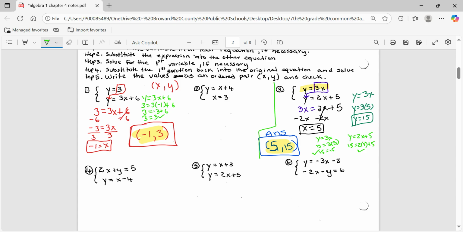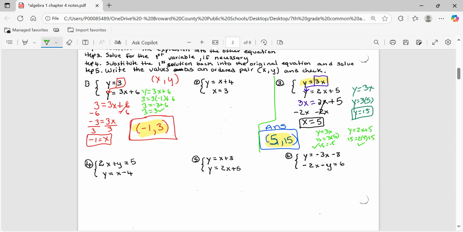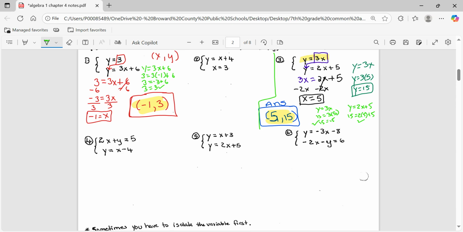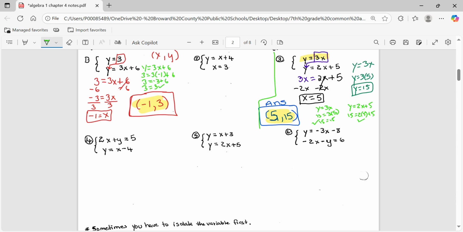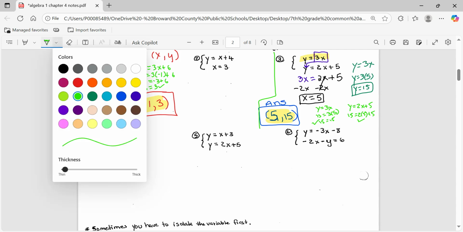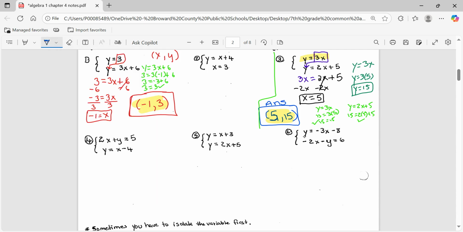That's number 3. I'm going to do one more with us. Let's see, what do I want to do? Let's do this one here. So y is equal to 3x minus 8, and negative 2x minus y is equal to 6. Well, if y again is equal to negative 3x minus 8, I'm going to take all of what it is and substitute it in for y. Y is that entire expression.